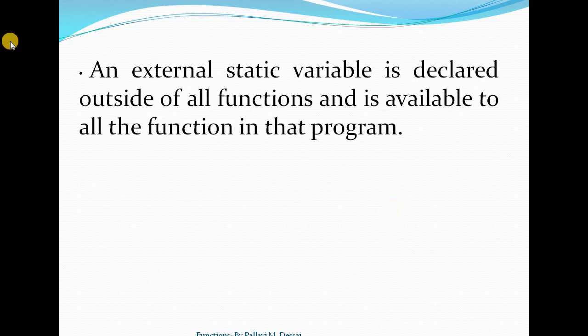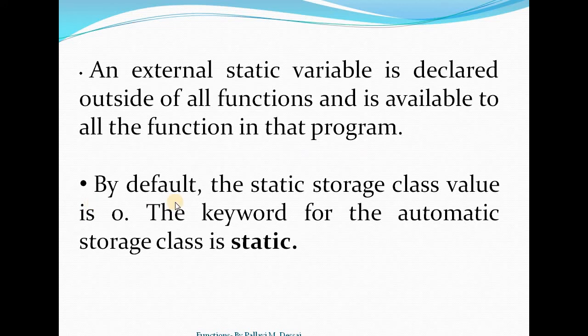An external static variable is declared outside of all functions and is available to all functions in that program. By default, the static storage value is 0. This is the important thing to be remembered about static variables, that by default the static storage class value is 0. The keyword for the static storage class is static.